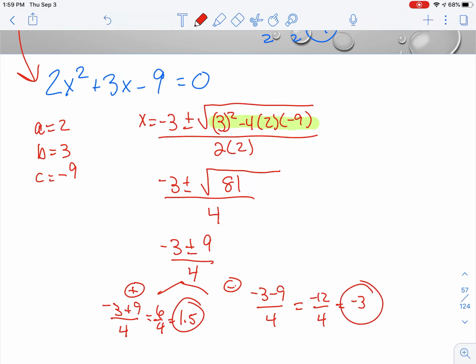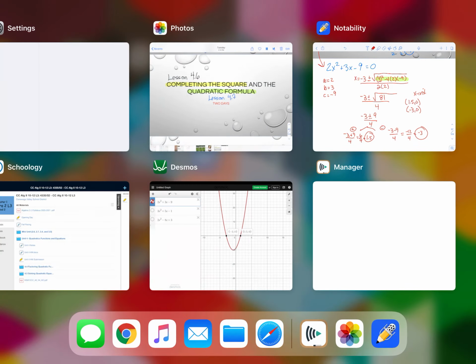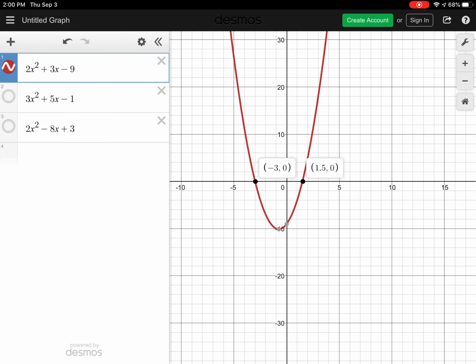I think I actually have this one on the graph where we can confirm these x-intercepts. So using Desmos, again, this is the graphing tool that we currently have. If I go back to that, there's our equation, 2x squared plus 3x minus 9, and we can see if we touch those points, -3, 0, and 1.5, 0 are confirmed as x-intercepts.